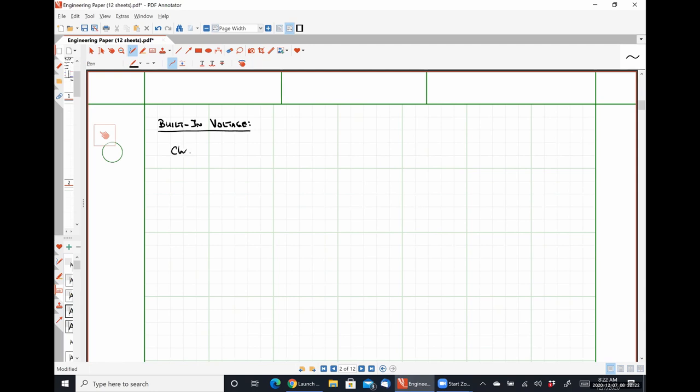So charge accumulation in the depletion region results in the formation of a barrier potential. V naught is equal to Vn minus Vp. So Vn is just the height of the barrier potential on the N side of the junction. Vp is the height of the barrier potential on the P side of the junction.